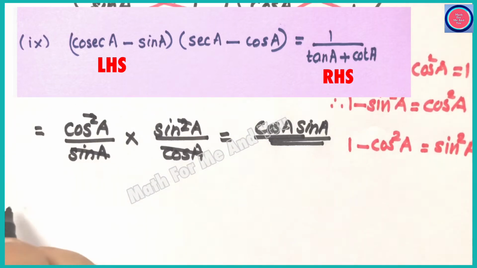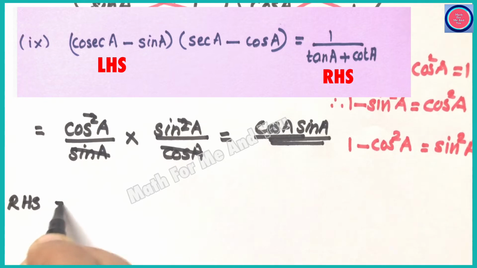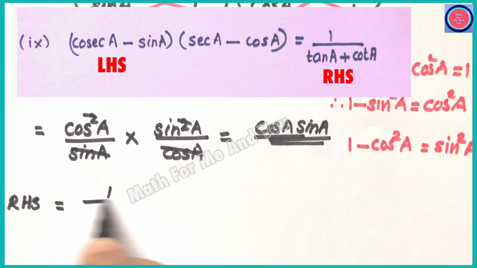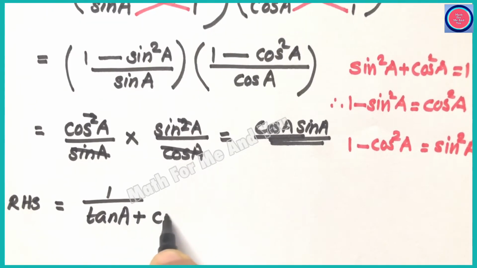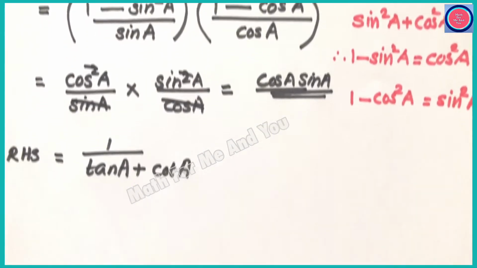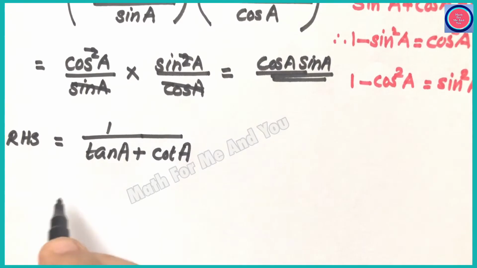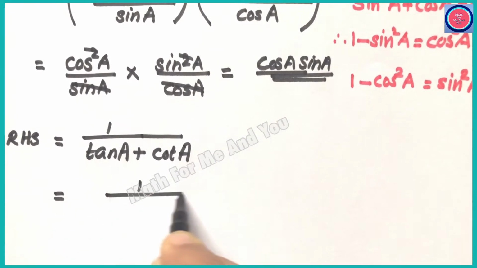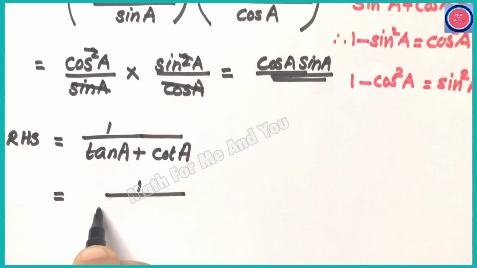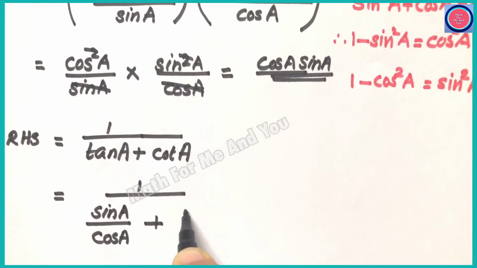So we can start with the RHS, the right hand side. RHS is equal to 1 by tan a plus cot a. Tan a and cot a we can replace in terms of sin and cos. Tan is sin by cos and cot is its reciprocal, that is cos by sin. So we are writing 1 divided by tan a as sin a divided by cos a, plus cot a, the reciprocal of tan, which is cos a divided by sin a.